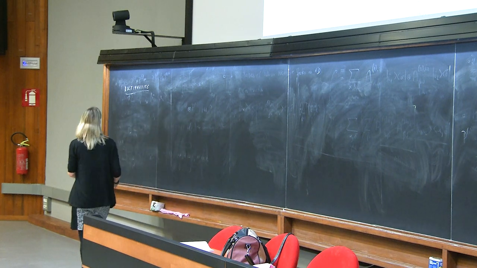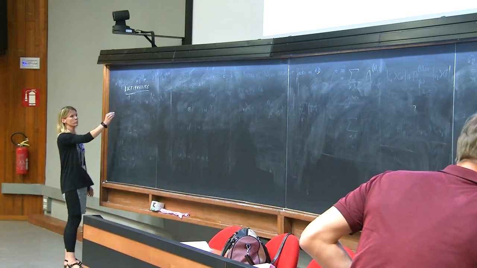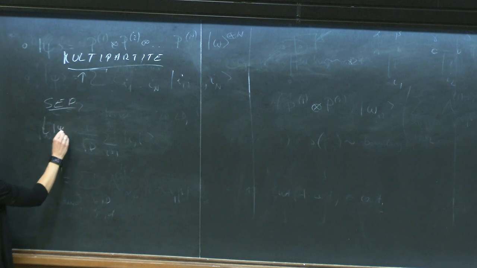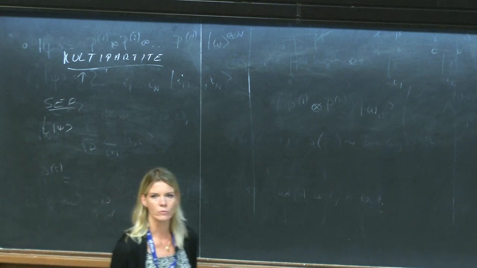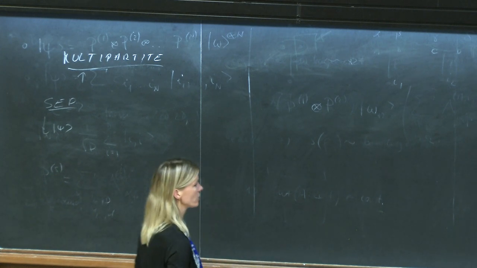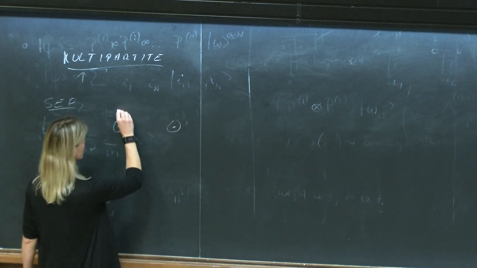Okay, so what we were discussing yesterday was, first of all, a separability problem. So we were looking at mixed states, and then we moved on to pure states, psi. And we were convincing ourselves that entanglement theory is a resource theory where the free operations are LOCC, so everything that we can do locally, and the free states are the separable states.